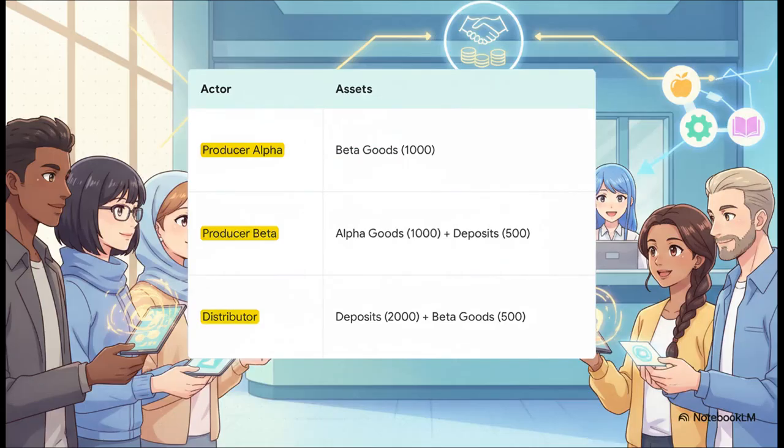And here's the aftermath of that trade. The producers have the goods they wanted. And notice, producer Beta still has $500 left in their account. And the distributor? They now have $2,000 in deposits from the producers. The money did its job perfectly, allowing real goods to move between people.